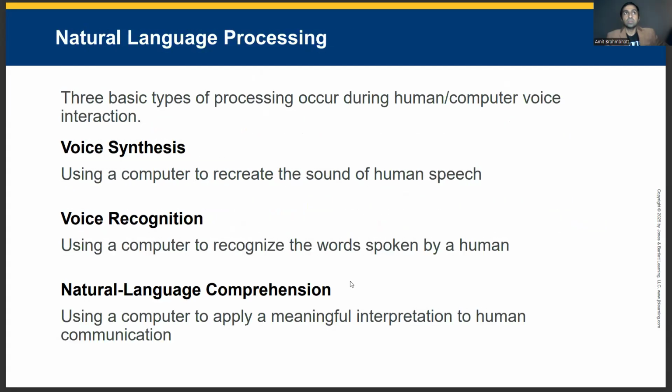Slide 37, Natural Language Processing. Natural language processing involves 3 major tasks: voice synthesis, voice recognition, and language comprehension. Voice synthesis allows computers to produce speech. Voice recognition allows them to identify spoken words. Natural language comprehension aims to interpret meaning. Together, these technologies power digital assistants like Siri and Alexa.